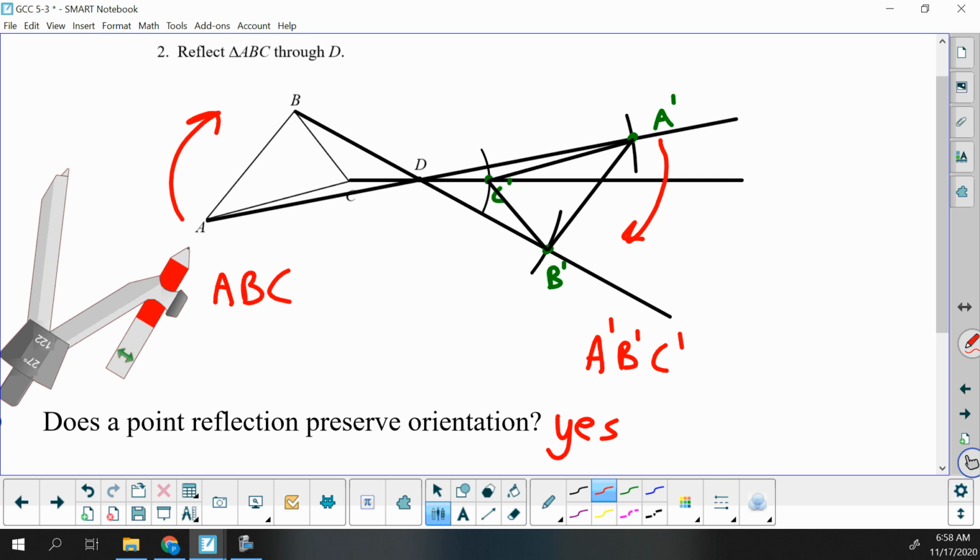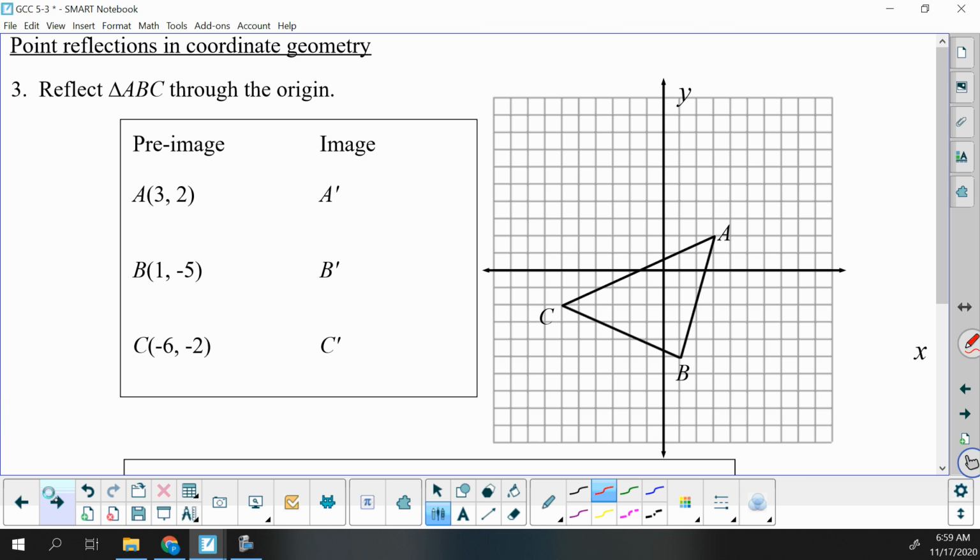We saw yesterday that a line reflection does not preserve orientation. That will end up being the only one that does not preserve orientation. All others that we see will preserve our orientation. So this is how you do a point reflection with a compass and a straight edge. If we go over to page 18, we'll see it on a grid.